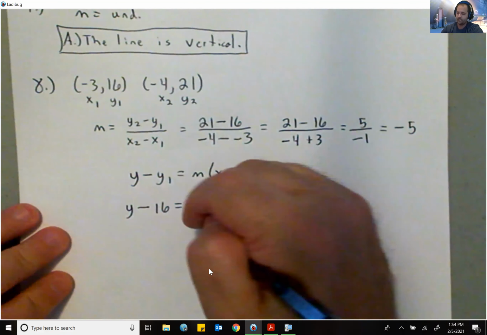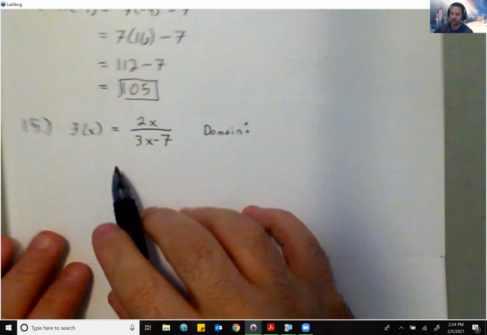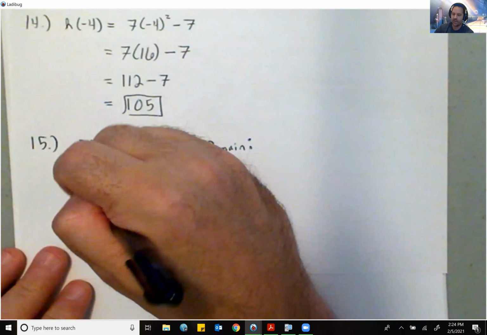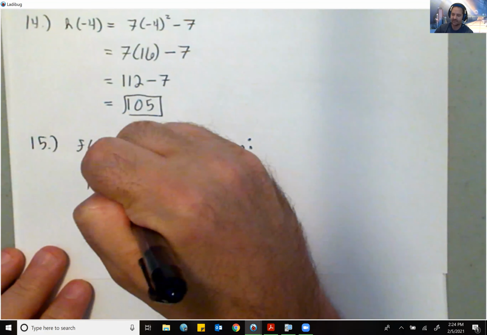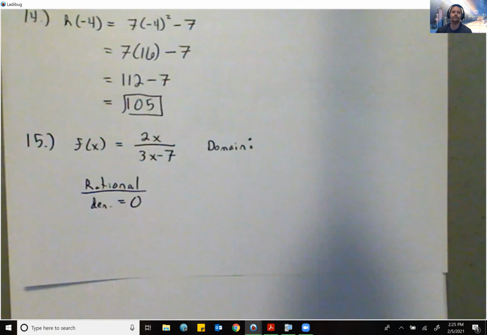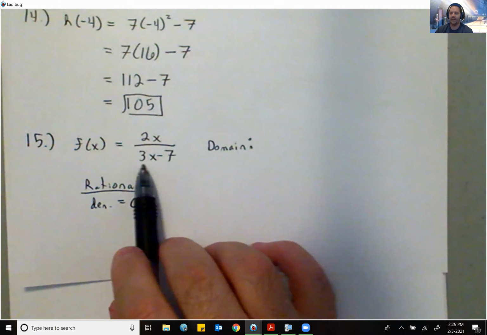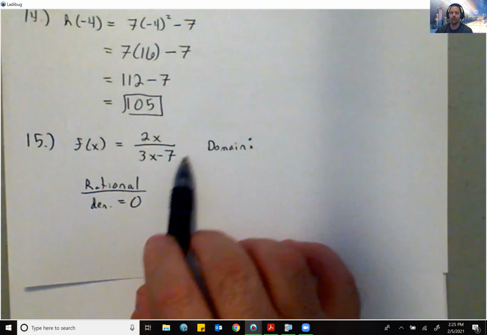So when we have root functions or radical functions, sometimes that's what I call them, or rationals, we have to worry about the domain because it's not all reals. This is a rational. And with rationals, as Nick said, you need to take the denominator and set it equal to 0, because we want to figure out what number makes this 0. Because can we divide by 0?